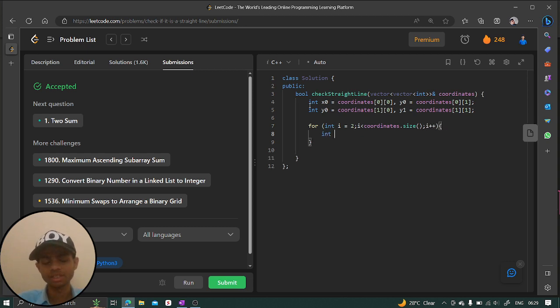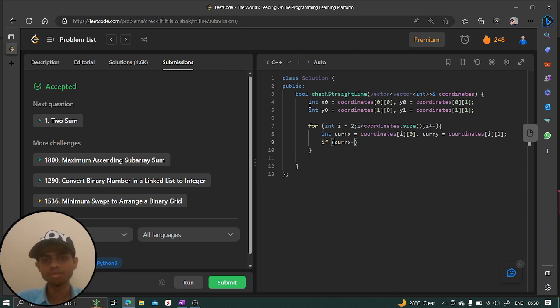We are going to take the current x, which is nothing but coordinates of i of 0, and then find the current y, which is coordinates of i of 1. Once this is done, we are going to calculate that expression. So we can say current x minus x, right?